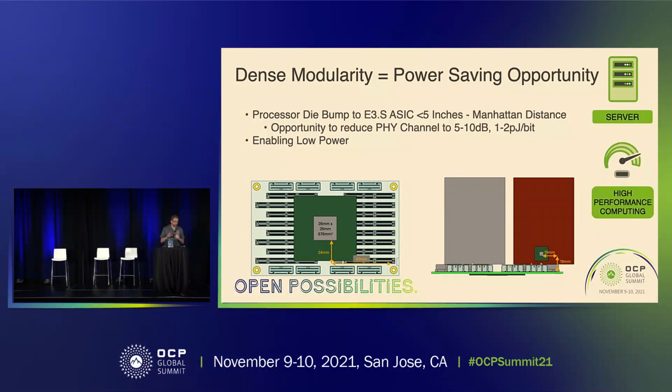Taking a little bit more of an X-ray zoom in at the module, I'll touch on this a little bit more, but the processor is actually very close to the connectors. So we have a chance here: the Manhattan routing distances are less than 5 inches. So maybe we can actually get the connections down to 5 to 10 dB channels or 1 to 2 picojoules per bit, enabling really low power. That's a potential future possibility if this module standard was adopted.